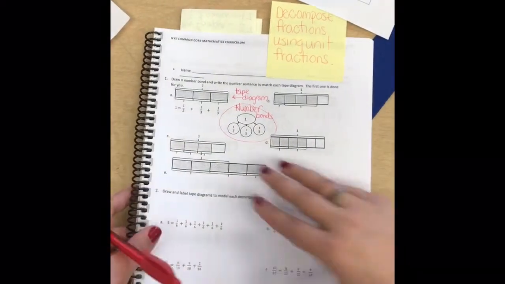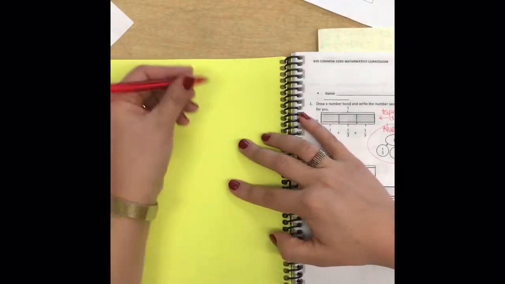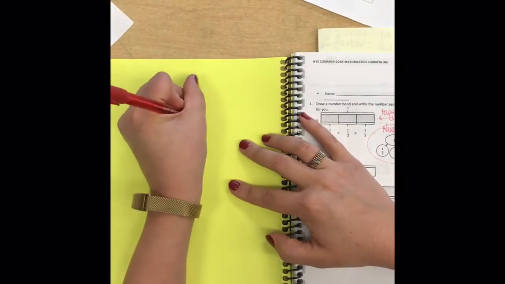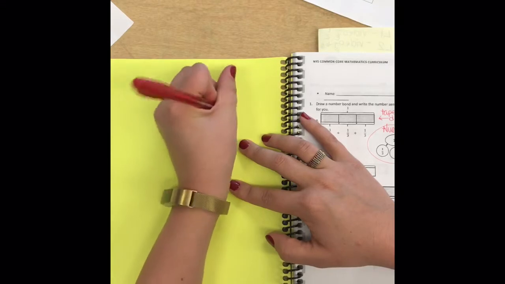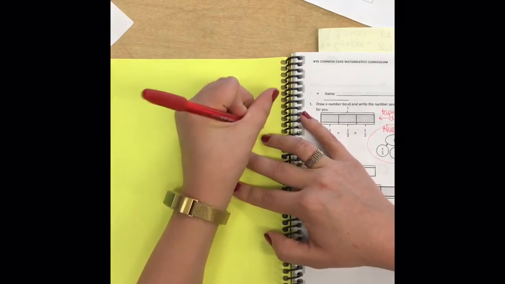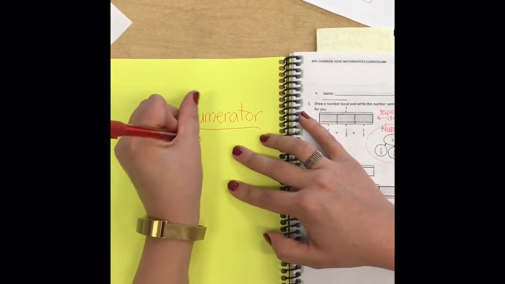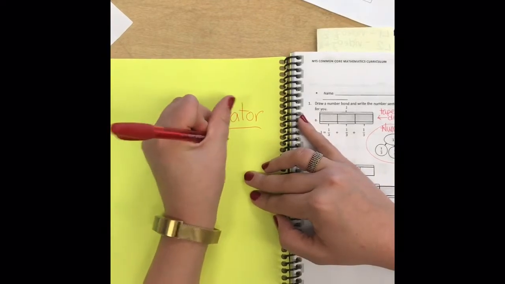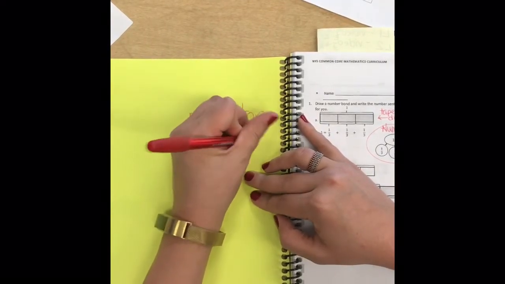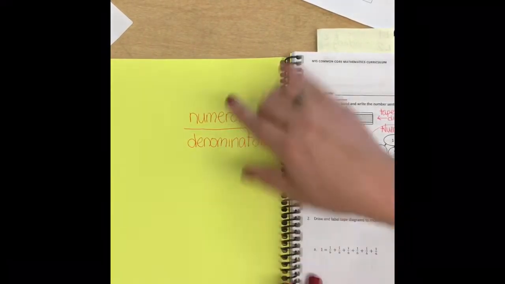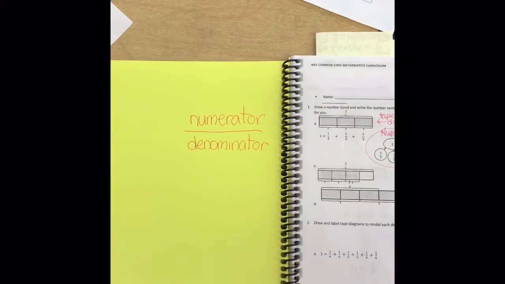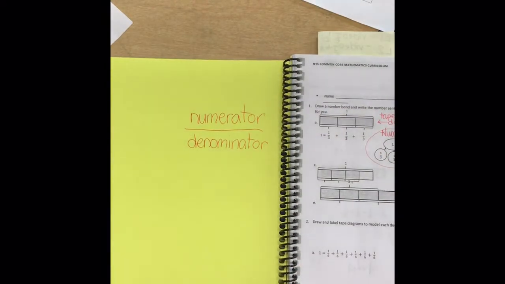I would also make sure, maybe on your front cover, that you write yourself a note that the numerator is the top number, and then we have the denominator. So you know the parts of the fraction, okay? Go ahead and pause your video and write those all down, okay guys?